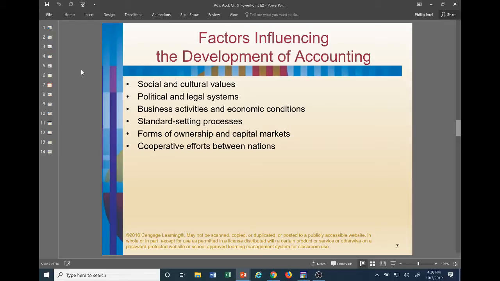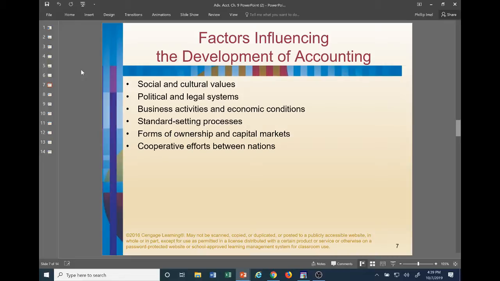Now, a number of environmental factors may explain these differences to varying degrees. Some of these environmental factors include social and cultural values, political and legal systems, business activities and economic conditions, standard setting processes, forms of ownership and capital markets, and cooperative efforts between nations. Now, although a number of environmental factors have influenced the development of accounting standards throughout the world, there's a growing momentum toward the movement of a single set of international accounting standards.